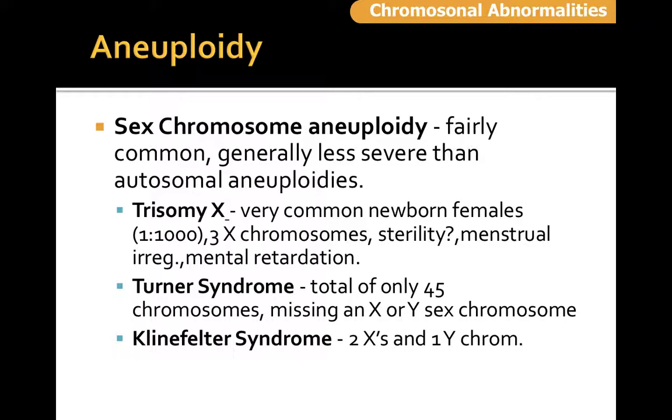Klinefelter syndrome affects males. They usually exhibit small testes, some breast development, sparse body hair, and they have longer limbs. It may not be diagnosed until adolescence when the male seeks help for late puberty. These individuals have at least 2 X chromosomes and 1 Y chromosome in each cell.